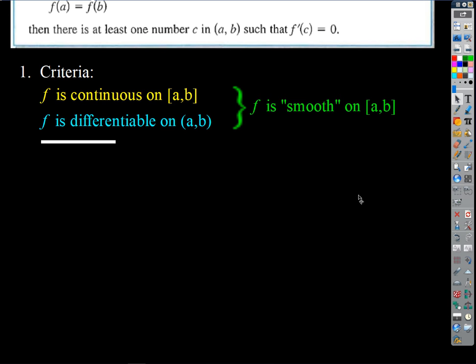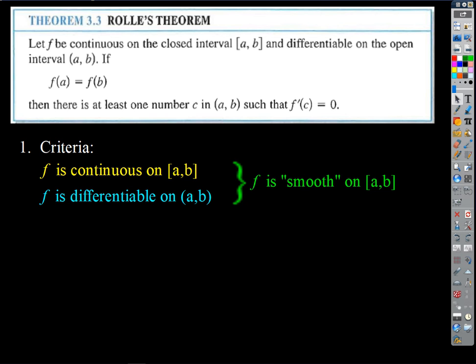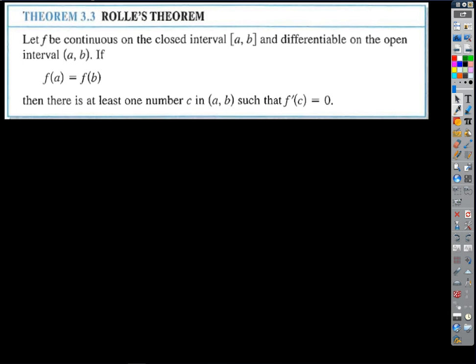Keep going. So the criteria: if it's smooth, if it's continuous and differentiable, there's one other one up here too. What's that? f(a) equals f(b), right? Think what that means. The y coordinate at x equals a equals the y coordinate at x equals b, right? Okay, let's put all that stuff together in a picture, right? If I were to draw a picture of this thing.